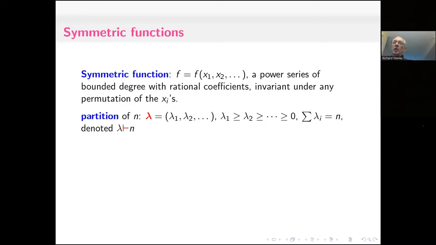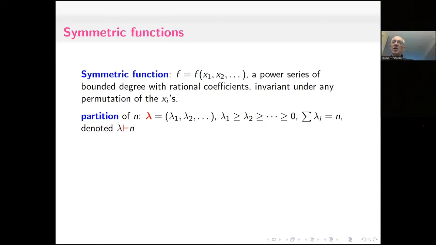Okay, well, now I want to say a real quick word about symmetric functions. I really am assuming you're familiar with symmetric functions, but I'll just quickly say what I'll be using here. By a symmetric function, I mean a power series of bounded degree, let's say over the rationals, in the infinitely many variables x1, x2, et cetera, invariant under any permutation of the xi's.